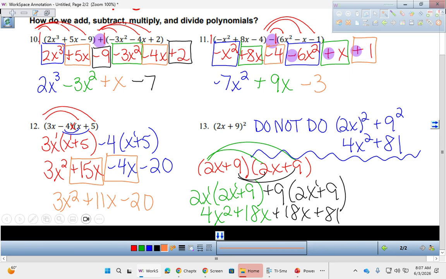Now that I've done all the distributing, it just becomes an addition and subtraction problem. So I'm going to add the 18 plus the 18. So my final answer is 4x squared plus 36x plus 81. Not 4x squared plus 81. Do not do that. This is the answer.